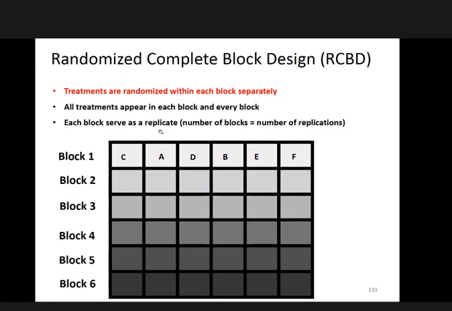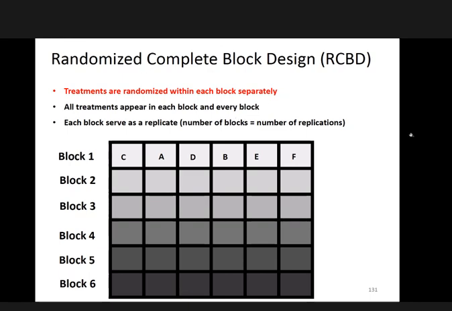Now, each block serves as a replicate. So in this case, it will be replicated 5 times.